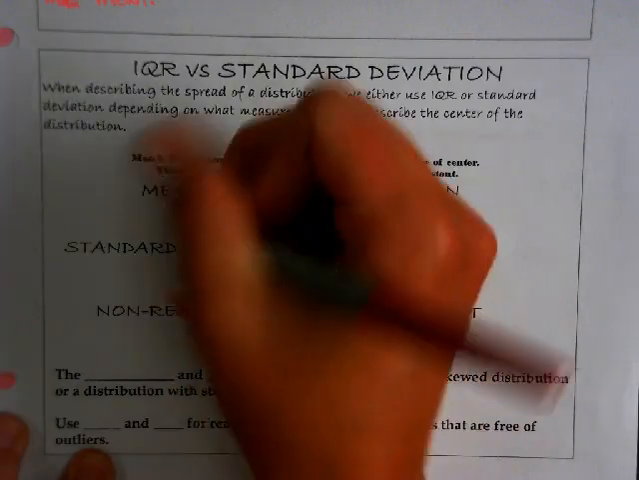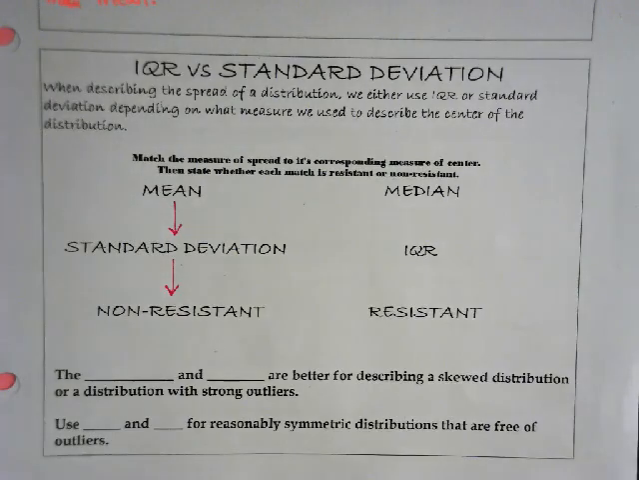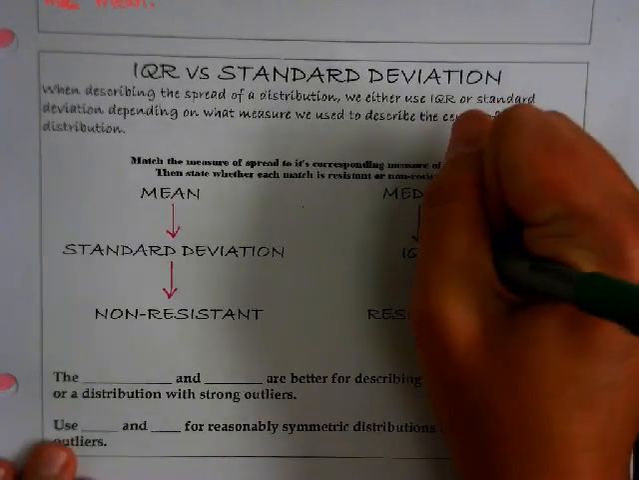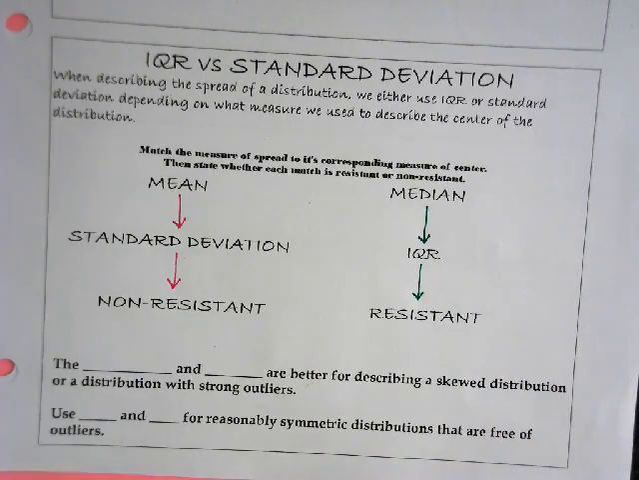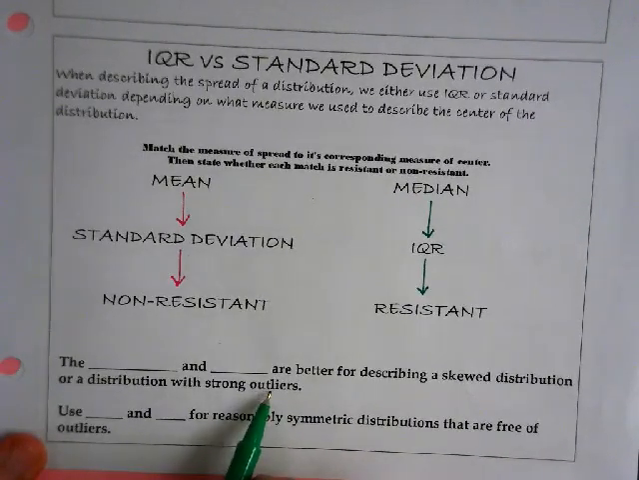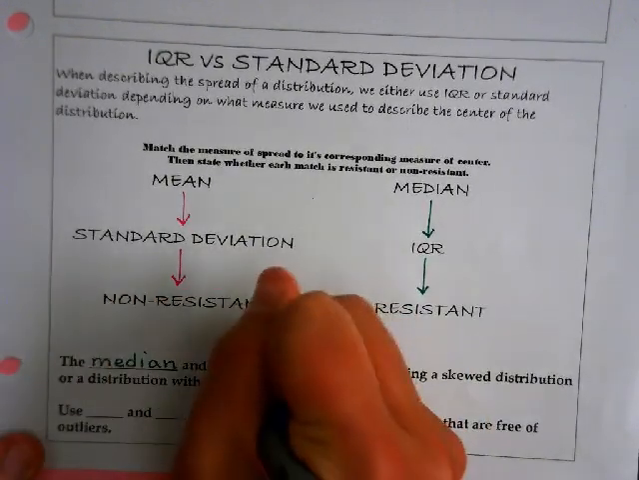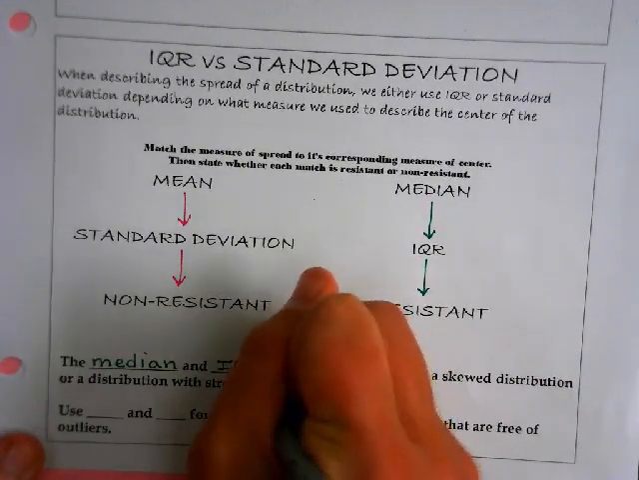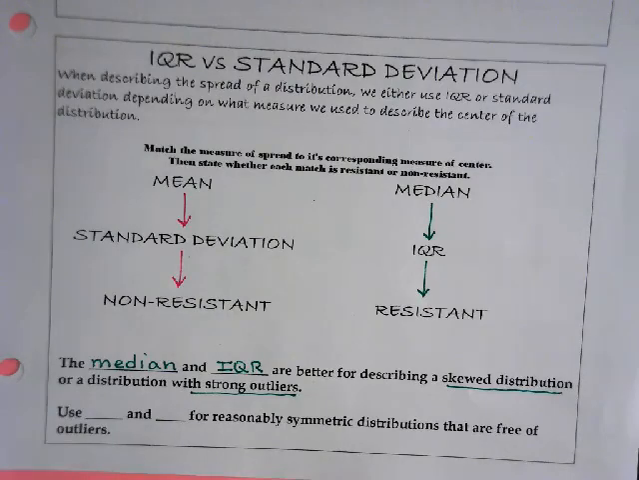If we are using the median for our measure of center, then we use the IQR for our measure of spread. Both of those are resistant to outliers. So if we have a distribution that is skewed or has strong outliers, we should use the median and the IQR because they're not going to be affected by the skewness or the outliers. We use the mean and standard deviation for reasonably symmetric distributions that are free of outliers.